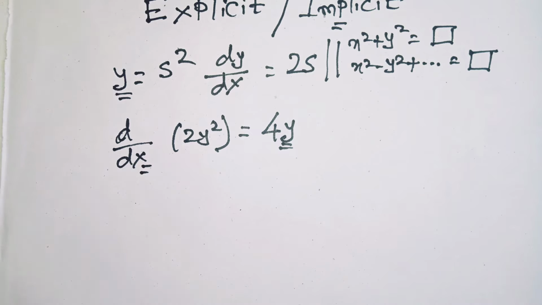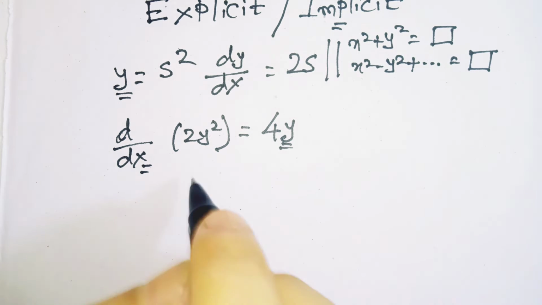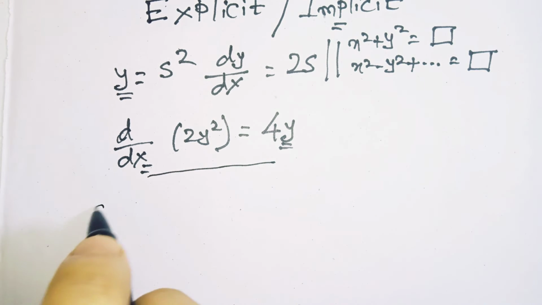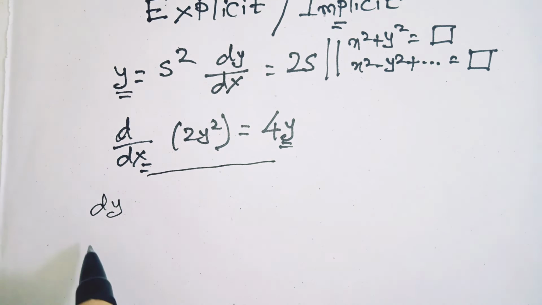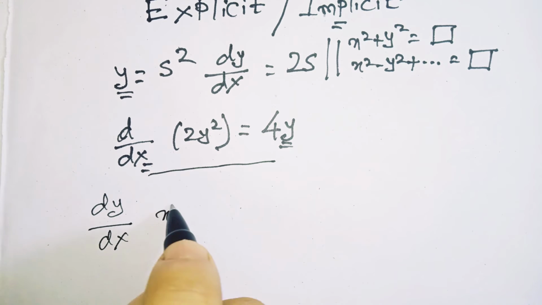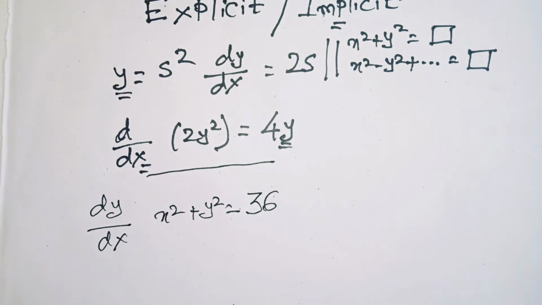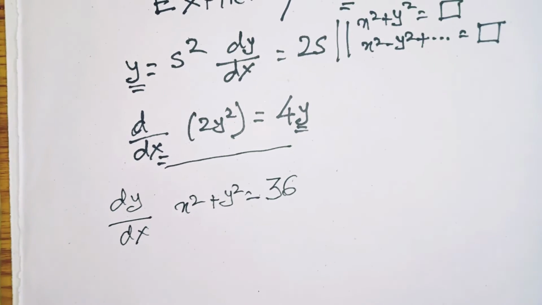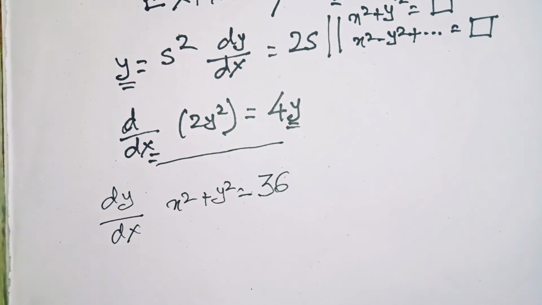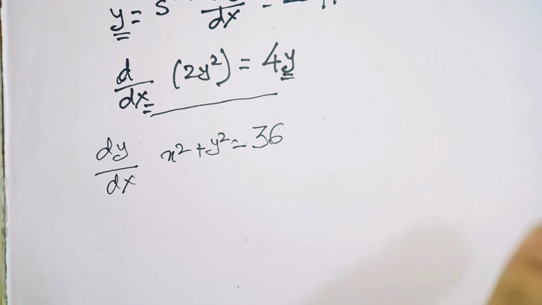Say for example, we are trying to find out dy by dx. So this part we will just take a note on that. For example, we are trying to find dy by dx of x squared plus y squared equals 36. Now what is happening over here? You see that this term is basically a kind of implicit differentiation because the y is included.